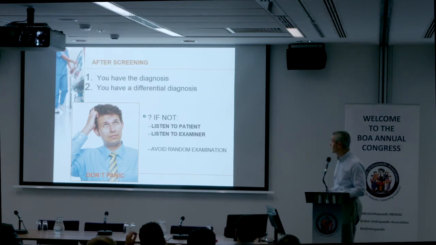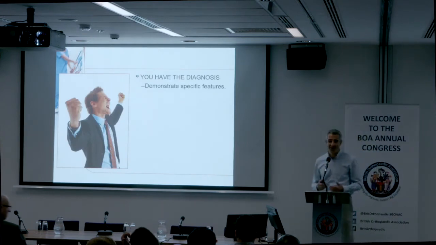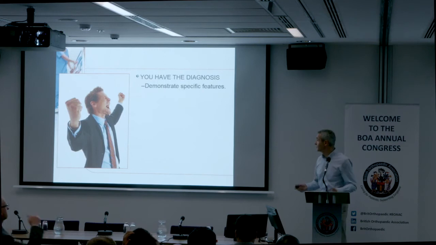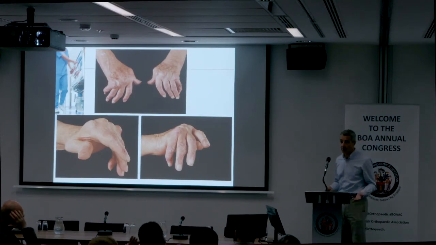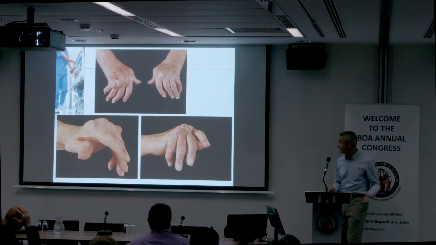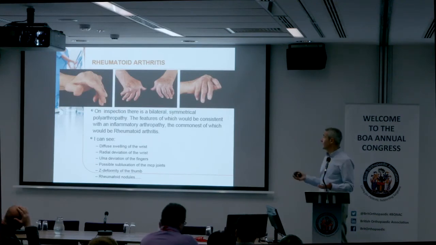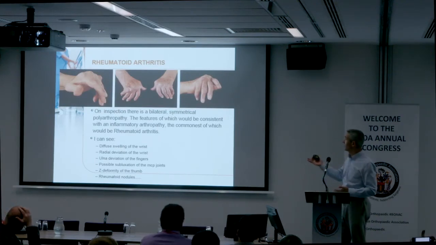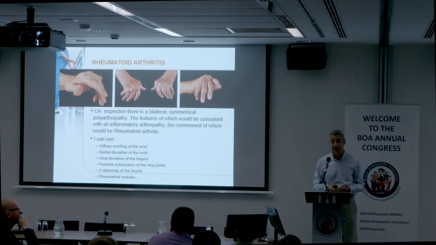So don't panic. If you're in the lucky situation where you've got a diagnosis, brilliant, great. You want to demonstrate those features to the examiner. Okay, so in a situation like this, where you've clearly got a diagnosis, you can go on and say there is bilateral symmetrical polyarthropathy, features consistent with an inflammatory arthropathy, the most likely one of which would be rheumatoid arthritis.